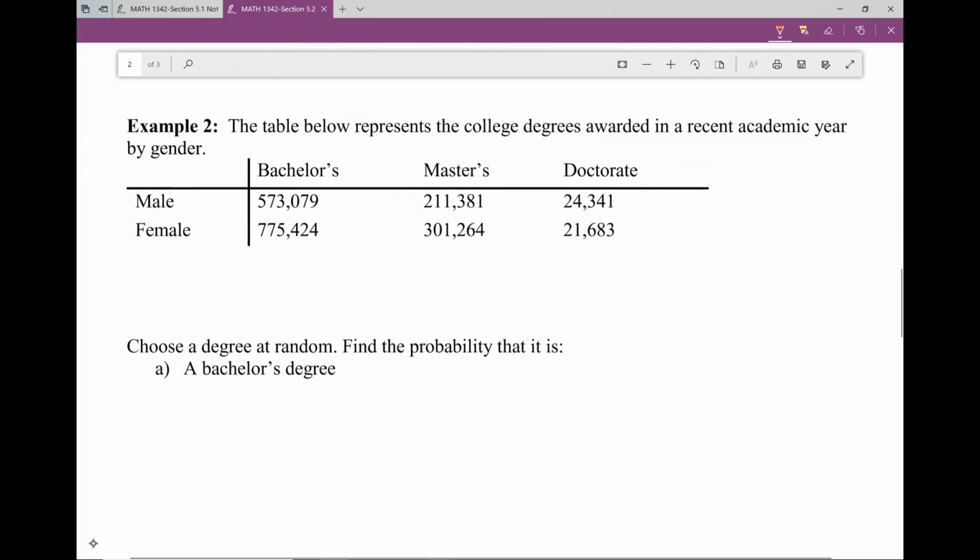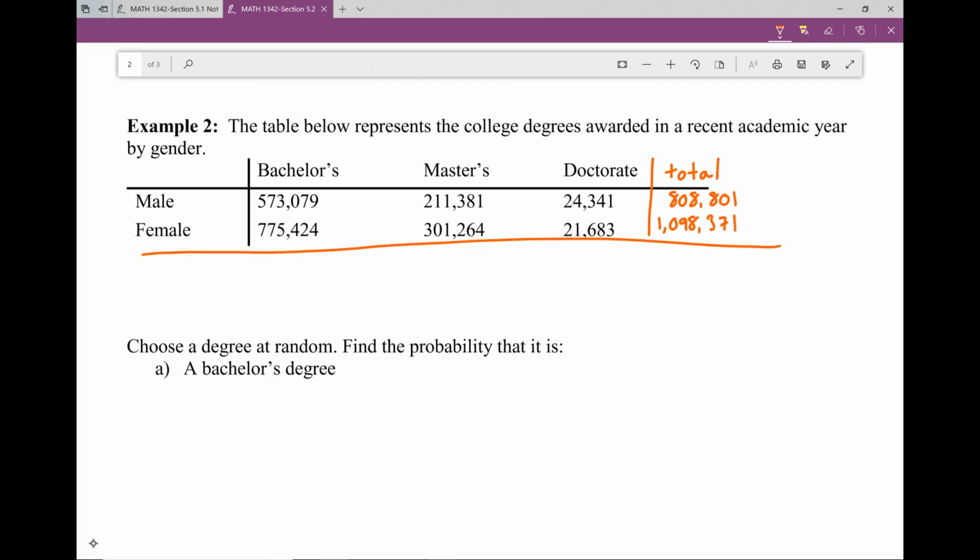Let's look at another example. The table below represents the college degrees awarded in a recent academic year by gender. So we have bachelor's, master's, and doctorate. Now, the first thing that I need to do is find a total number of males and a total number of females. So if I add these up, I have 808,801 male. I have 1,098,371 females.